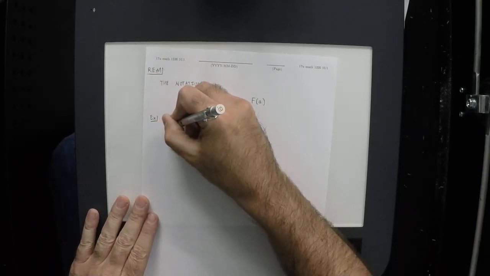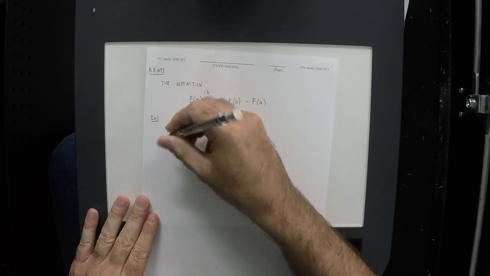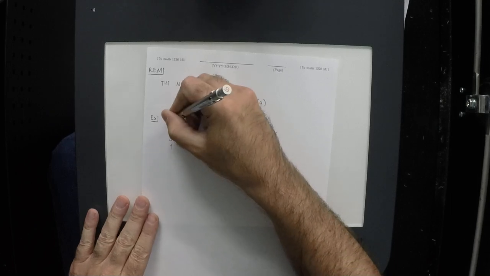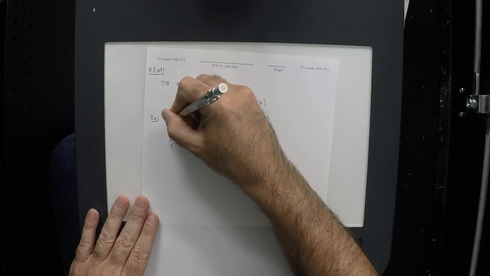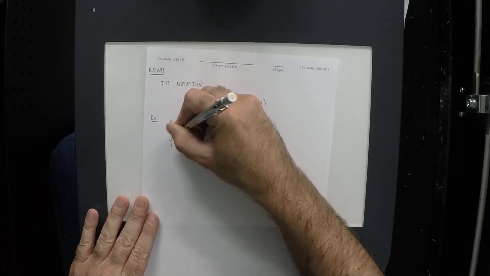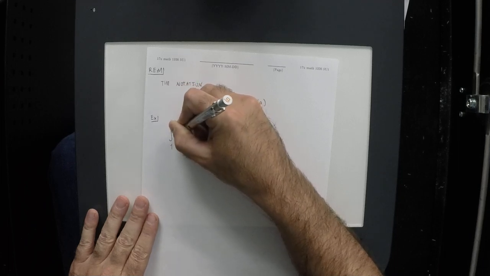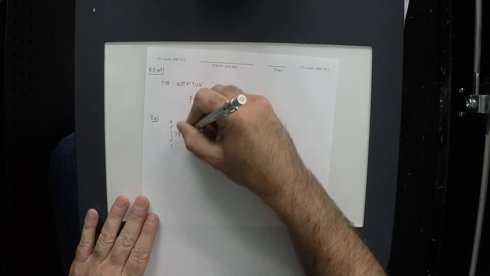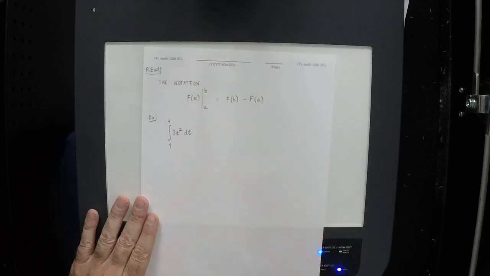So for example, please compute the integral from 1 to 4 of 3t squared dt.